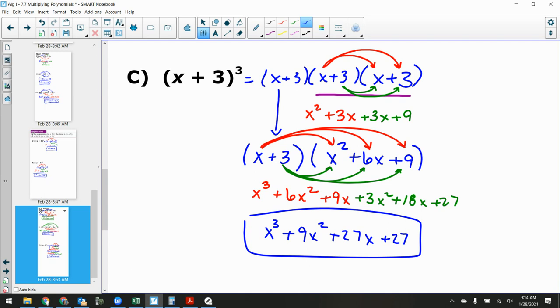Okay? Honestly, example 4, all of example 4 down there, the binomial times the trinomial, all of that stuff, that's difficult stuff.